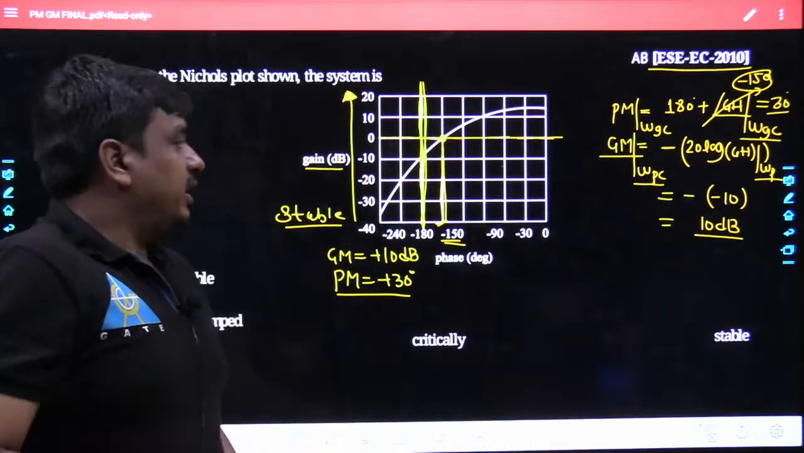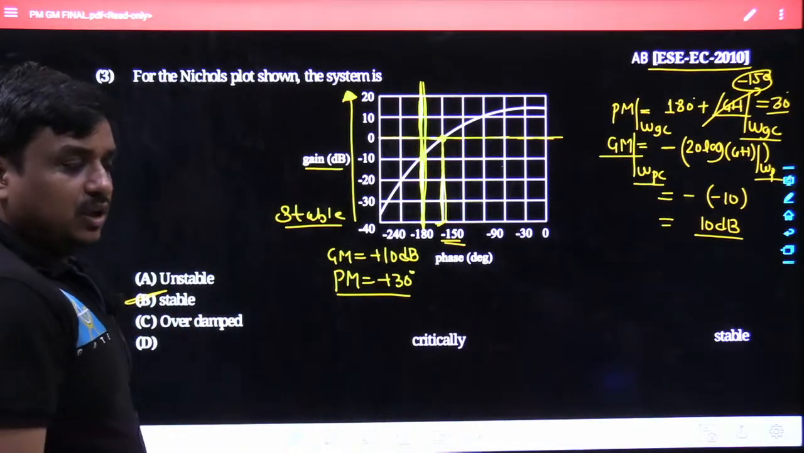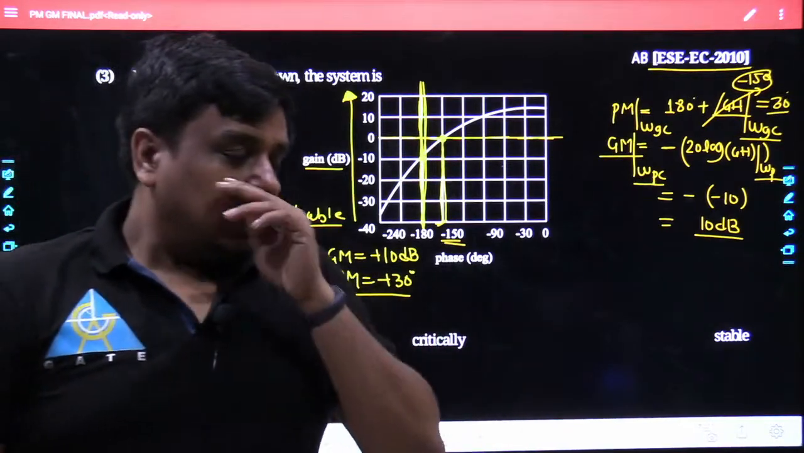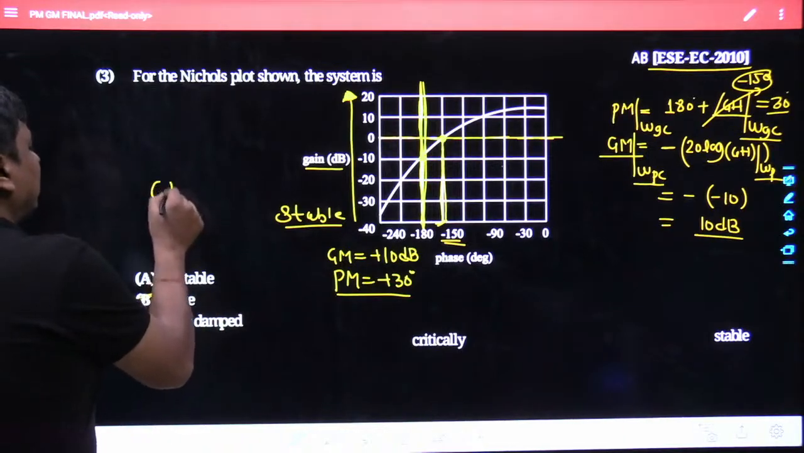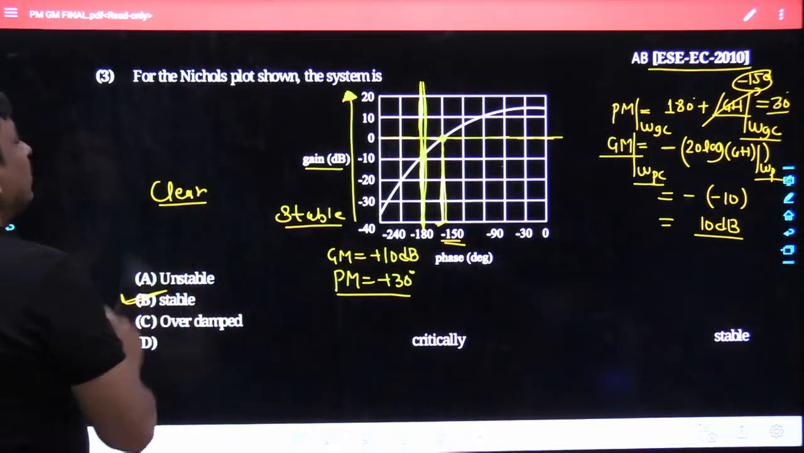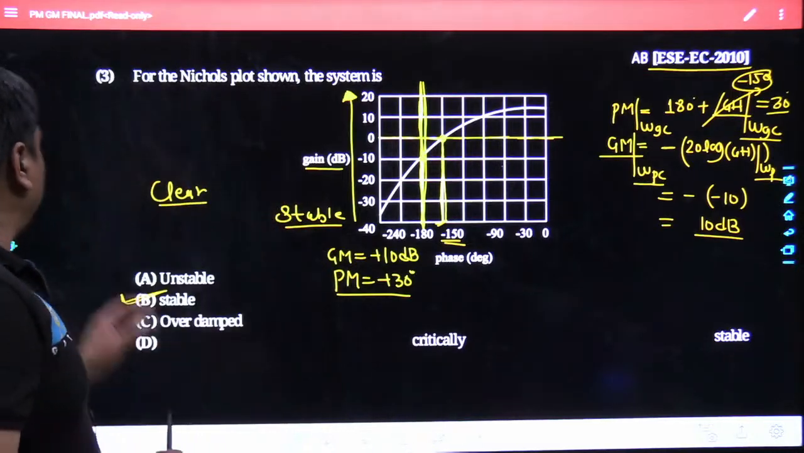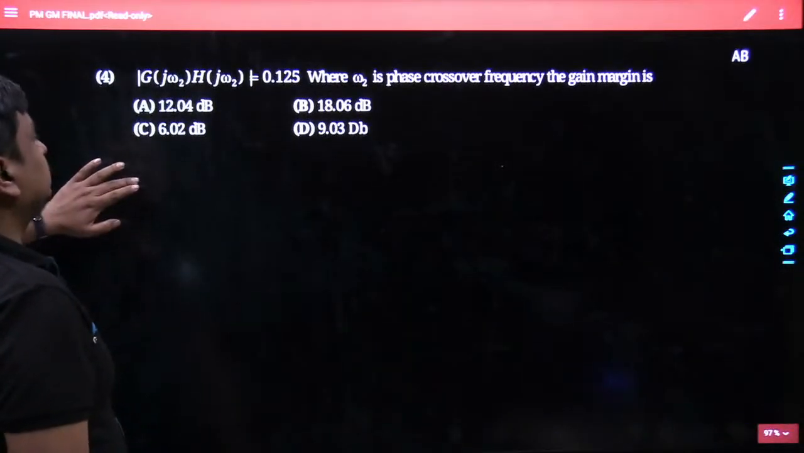So the best answer is, obviously, it is going to be a stable system. May I know whether each and everything is perfect or the video is getting buffered? I want the input from each one of you. If it is clear, just write clear so that we can move ahead. Agreed? Now let me go ahead with the next question.